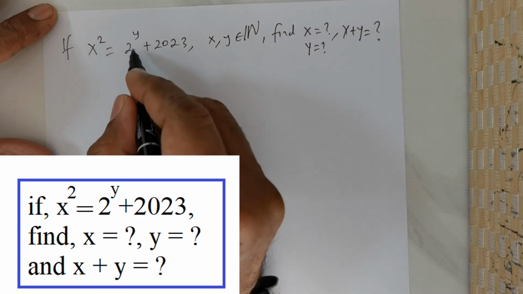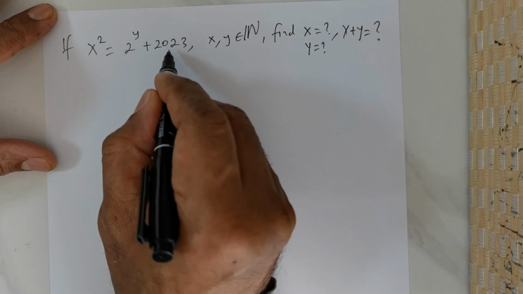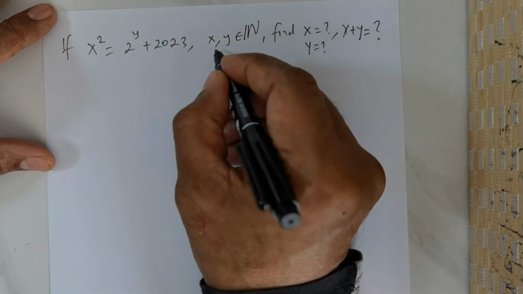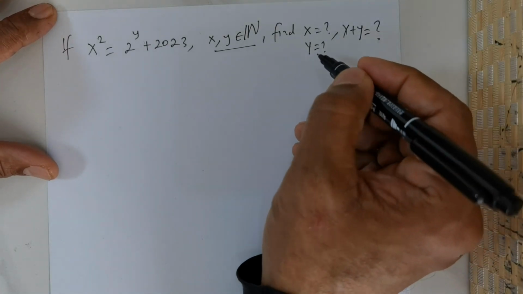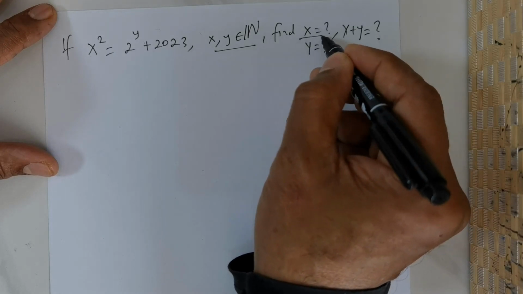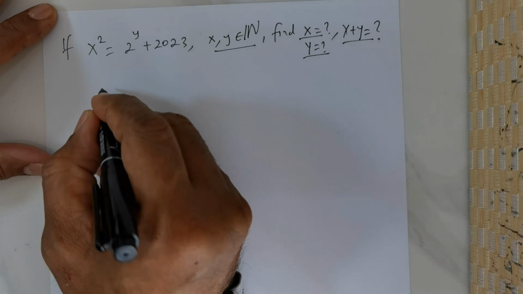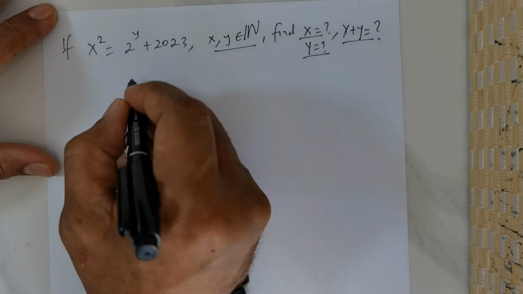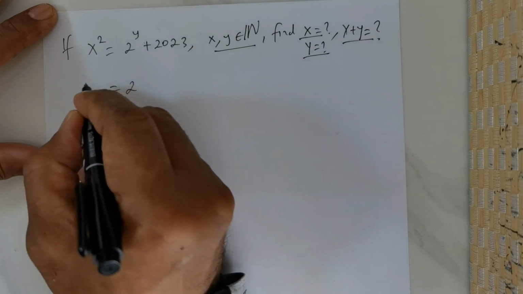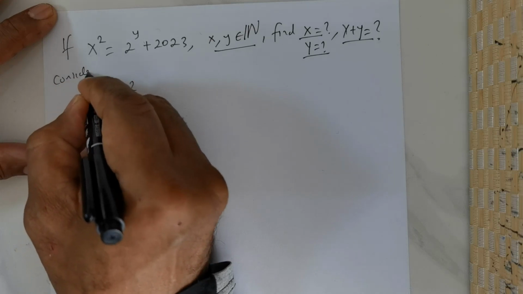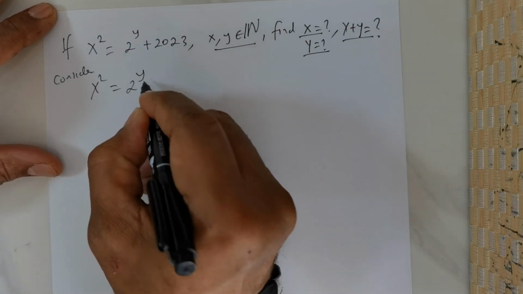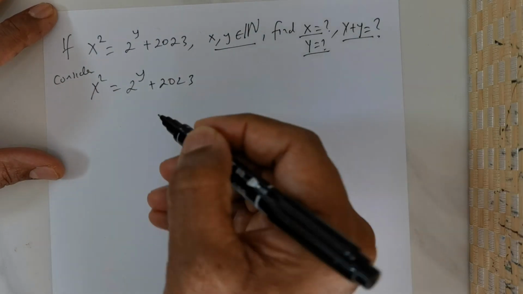We got an interesting question. If x squared is equal to 2 raised to the power of y plus 2023, given that x and y are elements of natural numbers, we are expected to find the value of x, y and x plus y. Now this is an interesting question. What I wish to do is first consider the given question: x squared is equal to 2 raised to the power of y plus 2023.